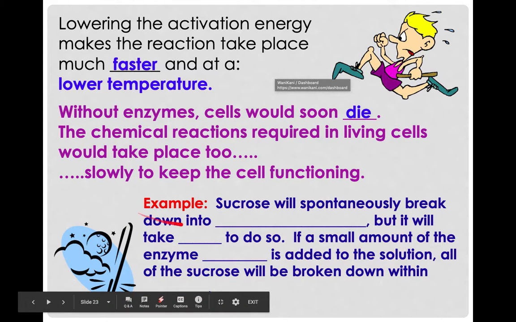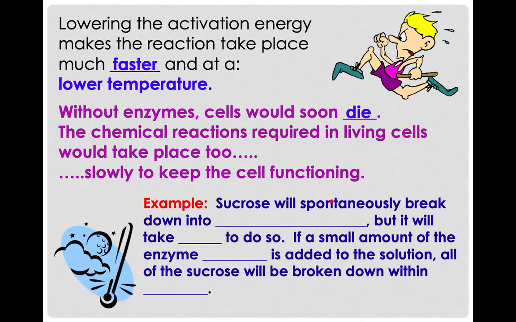So here's an example. Sucrose, okay, it's a type of sugar, will spontaneously, that means it'll randomly, break apart by itself into glucose and fructose, two different things. Remember, glucose is what's made in plants, okay? So randomly, sucrose will break down into these two substances. But it will take years to do that. It will take a super long time. Okay, so think about this. Sucrose, this part right here, it'll take years, but it will break down into glucose and fructose.